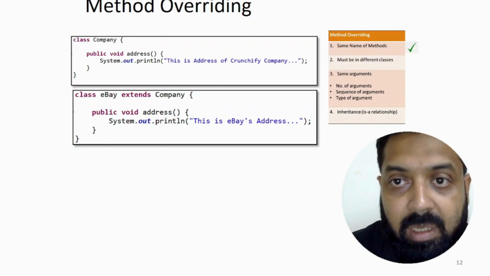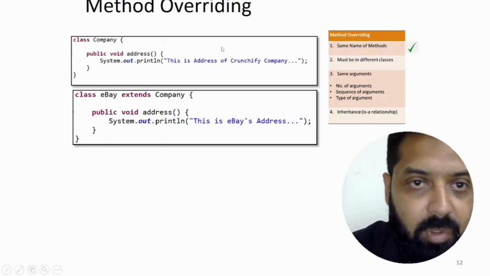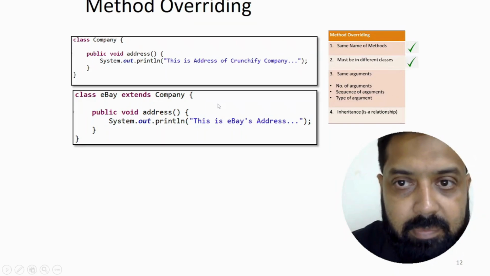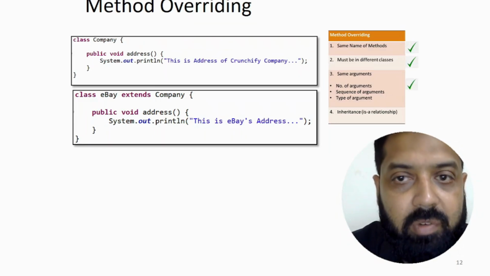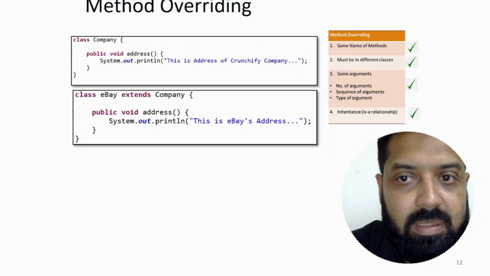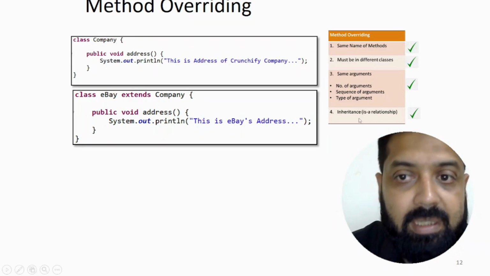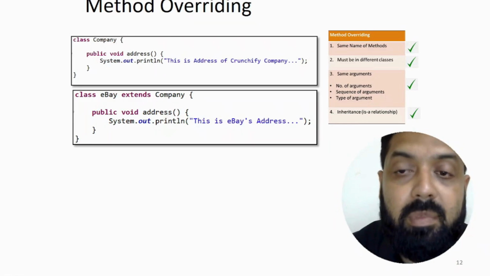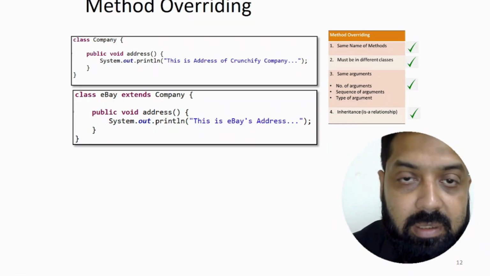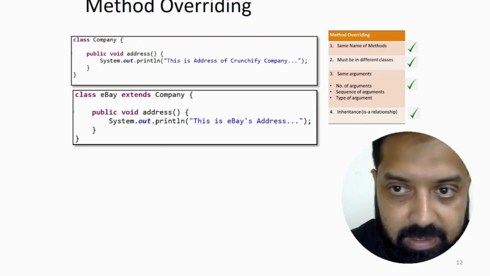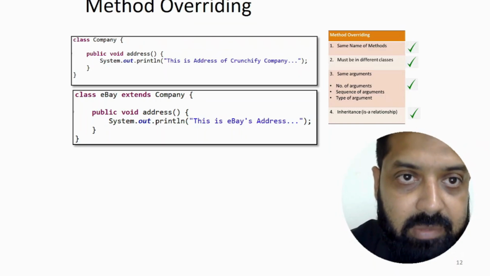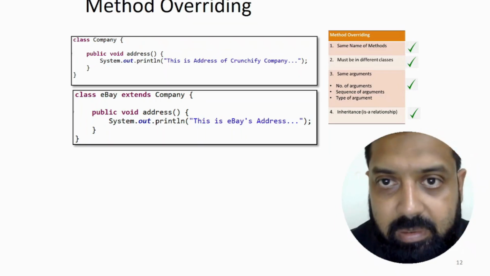If we write the main of this program, then we can see on the right side the rules for overriding. We have the same name of the method, both have address. They must be in different classes. Yes, we have inherited them. Same arguments, meaning the number of arguments is the same, the sequence of arguments is the same, and the type of arguments is the same in both address functions. The fourth concept is that inheritance must be present in your runtime polymorphism or method overriding. In other words, you cannot achieve runtime polymorphism if you don't have these four points in your classes.